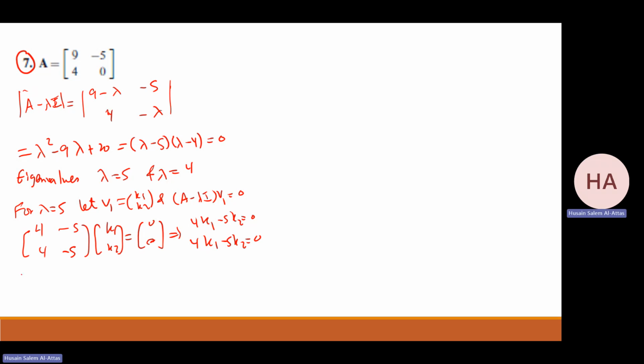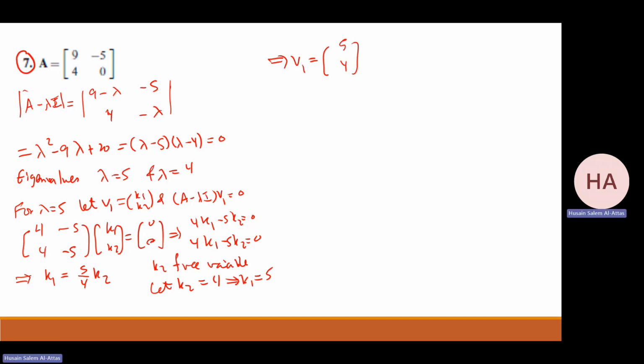As usual, I should have infinitely many solutions. So K1 will be 5 over 4 K2. So K2 is a free variable. But this time, I will let K2 be 4 to avoid fractions. So K1 equal 5. So V1 will be 5 and 4. This is for lambda equal 5.